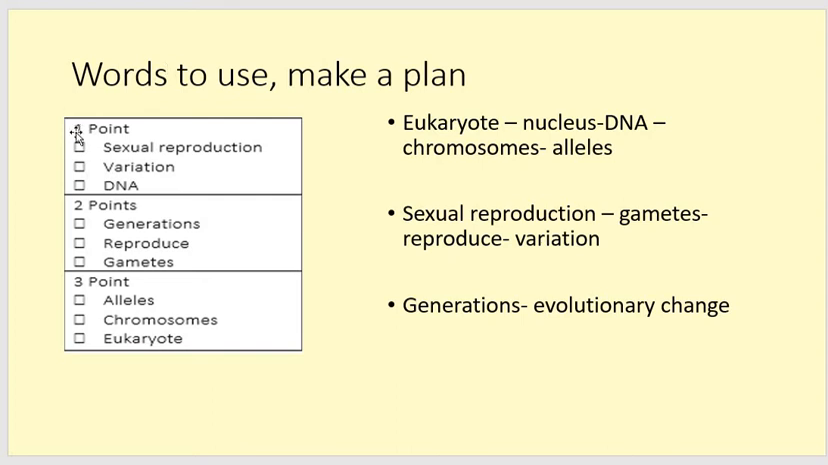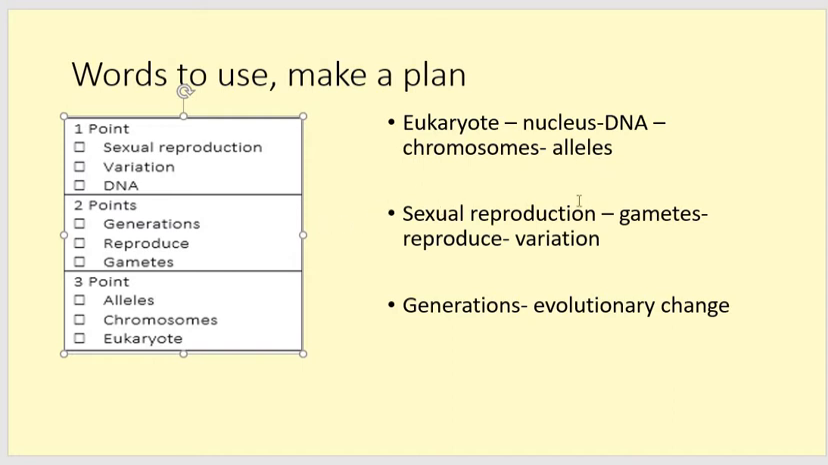Right, these are the words that they asked us to use. They got 1, 2 or 3 points. And alleles, chromosomes, eukaryote, they're all the ones that are worth a lot more, and these are the easy ones, but I've put them into groups here to see how they work together. So a eukaryote is an organism that has a nucleus containing DNA, and we know that the DNA is split into chromosomes, which are themselves split into alleles. That's a level of organisation.